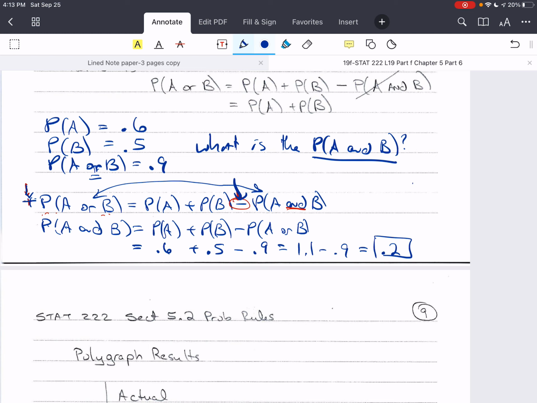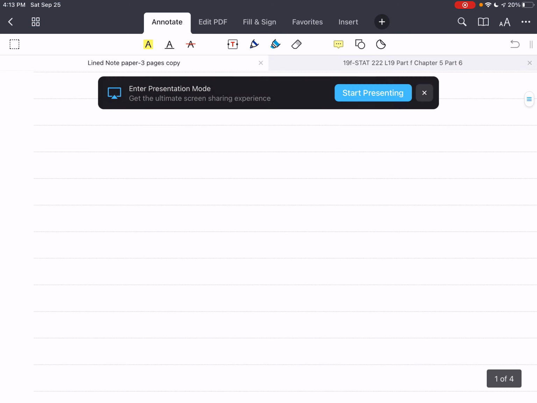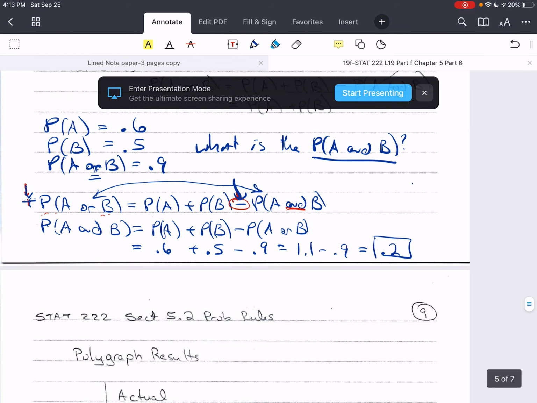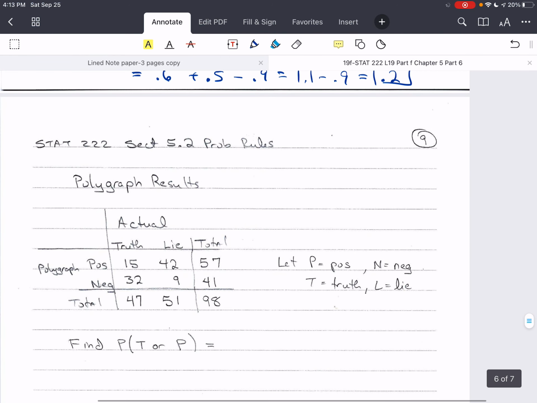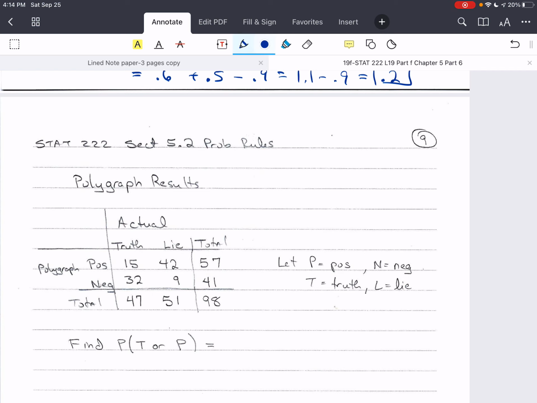Now let's look at our example. My thing froze up a little bit. Okay, that usually frees it up. So let's look back at our polygraph results. And I want to find the probability of T or P. Here's T. Here's P.